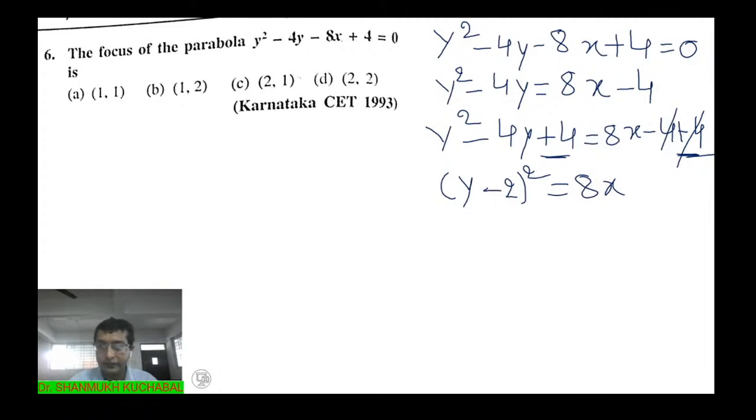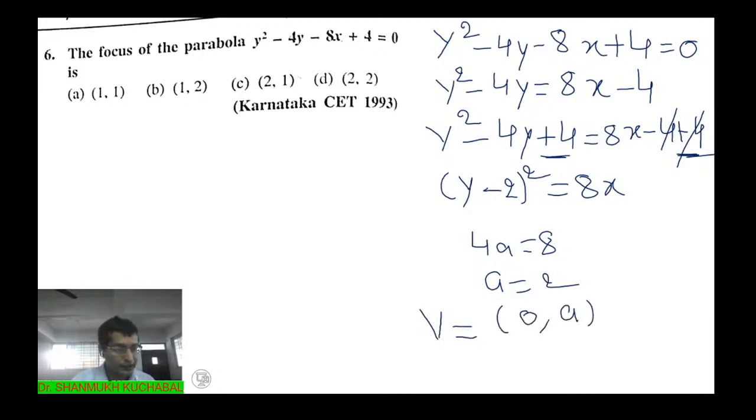So further, this we can take as 4a equal to 8, because it is the equation of a parabola. So a equal to 2. Therefore, the vertex is 0 comma a, or else it is 0 comma 2. 0 comma 2 is the vertex.